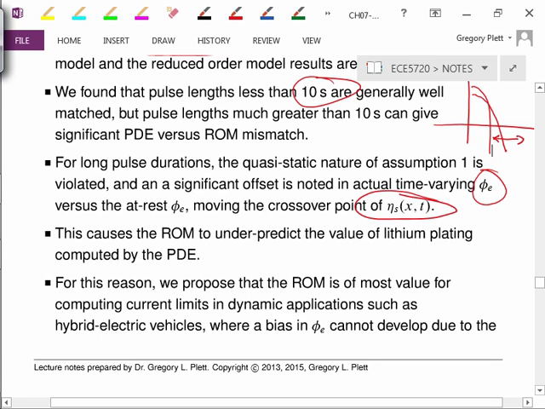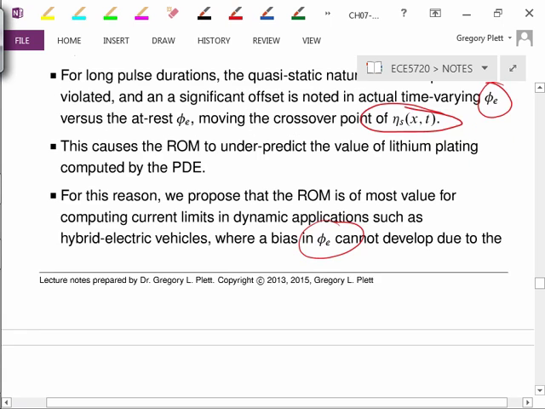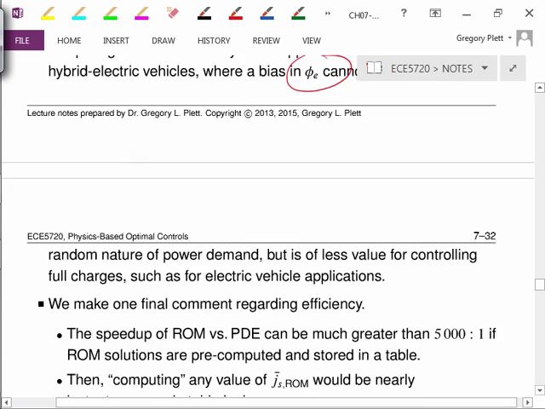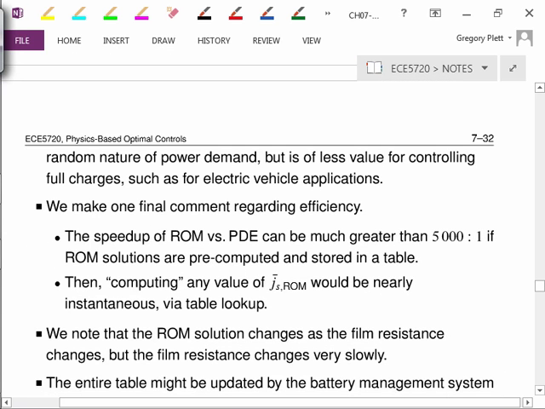So because of that, this particular reduced order model we propose has greatest value for computing current limits in some dynamic applications, such as a hybrid electric vehicle type of application, where we can't develop a long-term bias in the electrolyte potential due to a long current pulse or power pulse.